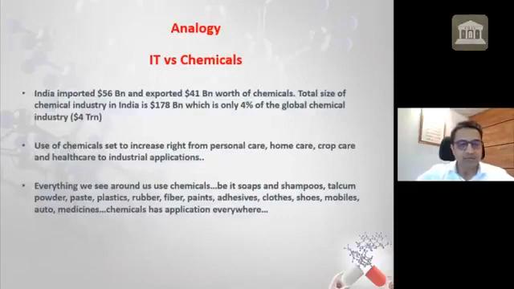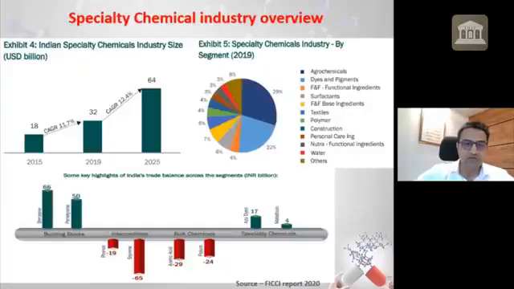If you look at the chemicals in our daily life, the use of chemicals is actually increasing, right from personal care, home care, crop care, healthcare to industrial application. Everything we see around us uses chemicals, be it soap, shampoo, talcum powder, paste, plastic, rubber, fiber, paint, whatever you name it. So chemicals have application everywhere. I think the next big story is going to be chemicals. The next Infosys, next TCS is going to come out of chemicals. There will be many more chemical companies with market cap of more than 1 lakh, 2 lakh, 5 lakh crore.